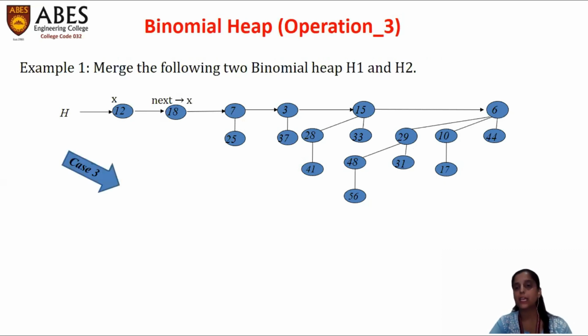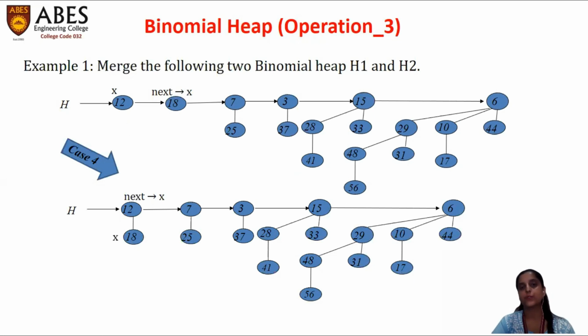Now, once we apply case 3 in this question, we have to remove 18 from the root node and attach it to 12. So it will become like this. As you can see, after applying case number 3, sorry, this is just a typo; this should be case number 3, right? Here the key of x is smaller than key of next x, so we remove 18 from the root node and apply it here, right?